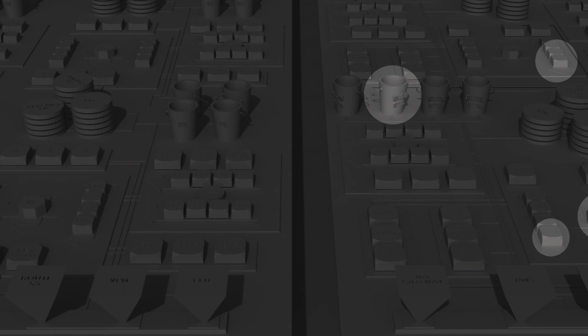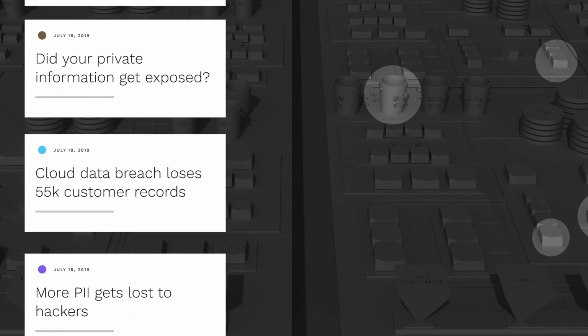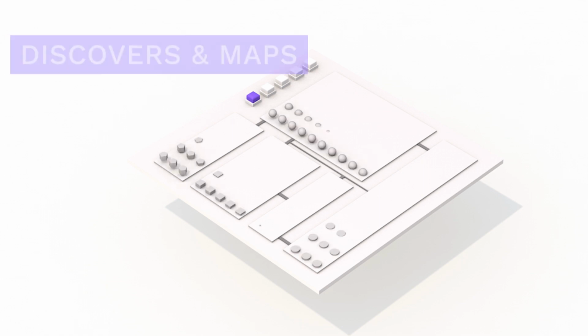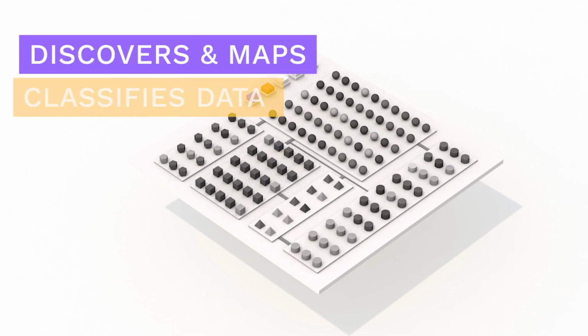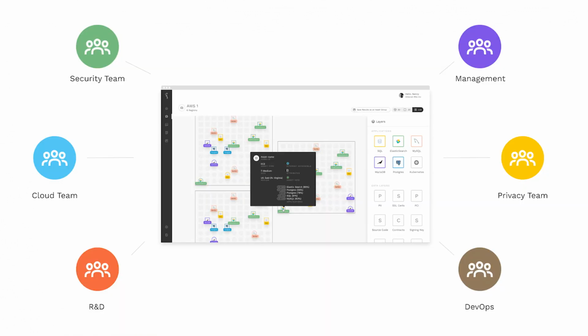As regulatory pressures mount, so do the nearly daily headlines of another data breach, driven not only by skillful hackers, but also by honest mistakes made by employees trying to move fast. OpenRaven discovers and maps all cloud data stores, classifies the data within, and pinpoints significant exposures, so security and cloud teams can collaborate to correct risks before they become security incidents.